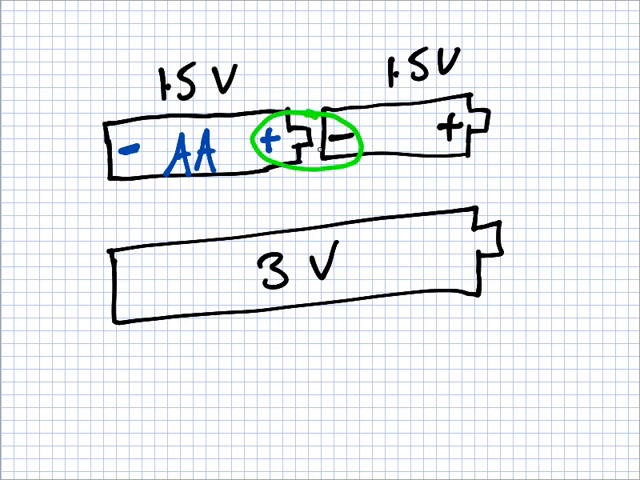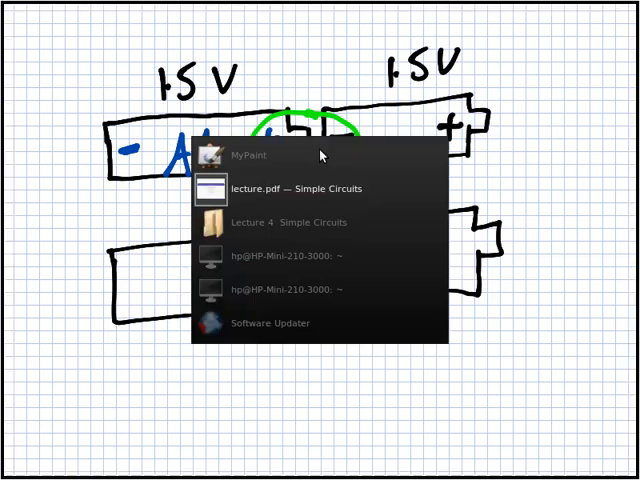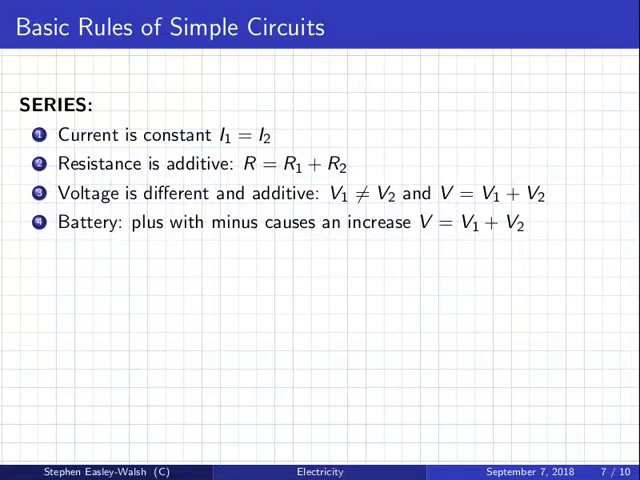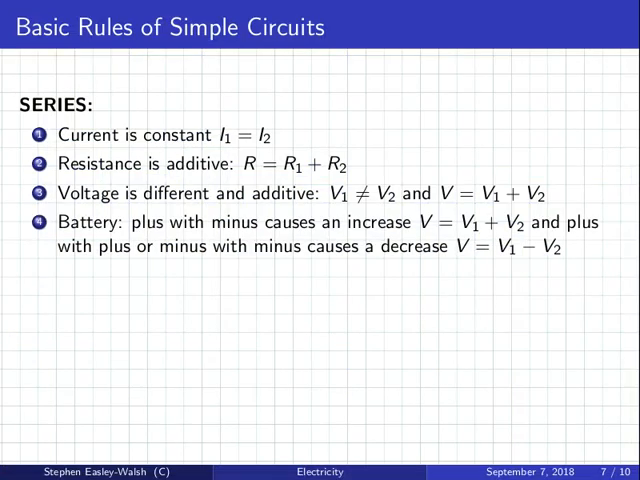So what do you think you do if you put them the wrong way around? So instead of having the plus with the minus, you flip them and put them in backwards. You're traveling one path the opposite direction. Yeah, so what would be the result on the voltage? In the case of this, there'd be no voltage because they subtract instead of add. So the rule is plus with minus causes an increase, and plus with plus or minus with minus causes a decrease.